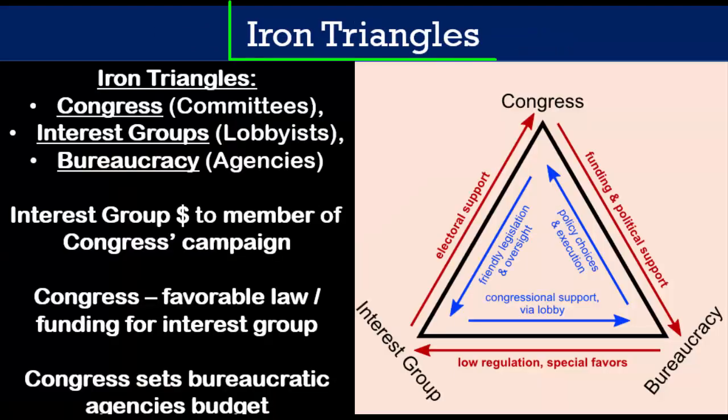Now, we're going to take a closer look at iron triangles and issue networks when we cover interest groups, as they make up 1/3 of this relationship. But for now, remember how Congress often delegates authority to the bureaucratic agencies, but does have the ability to rein them in with the appropriations process.